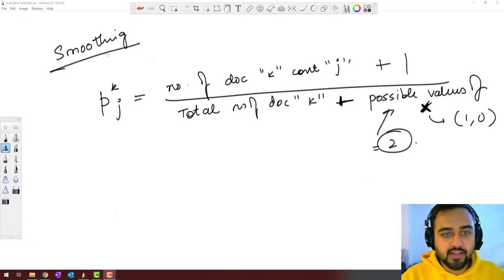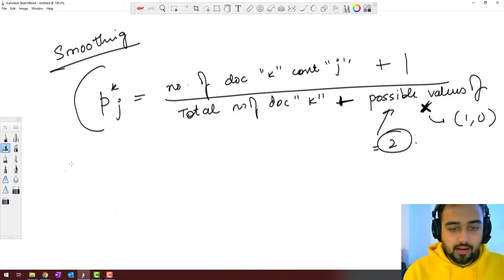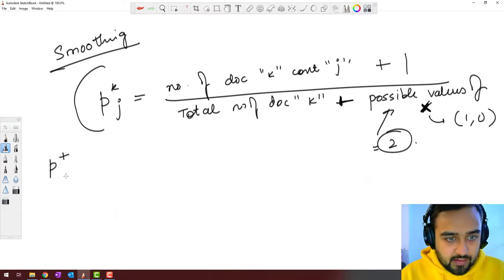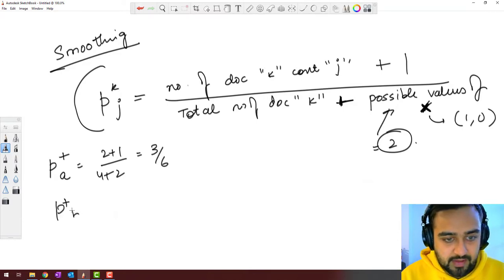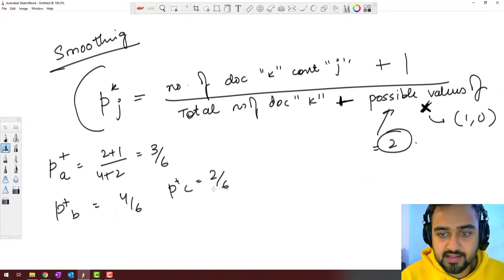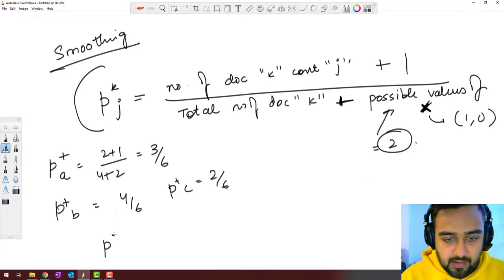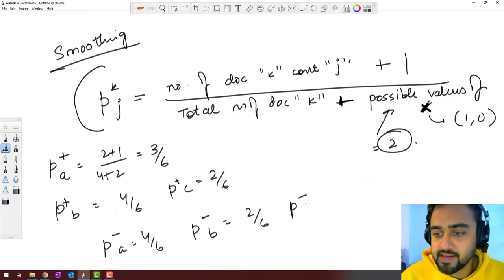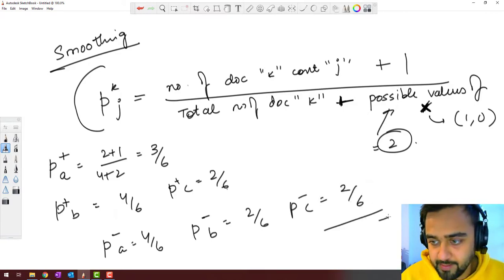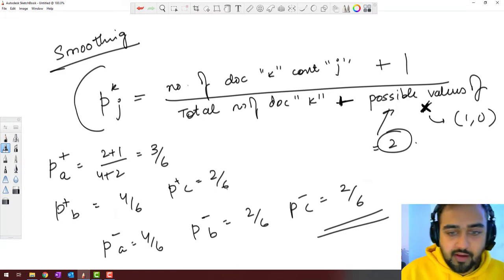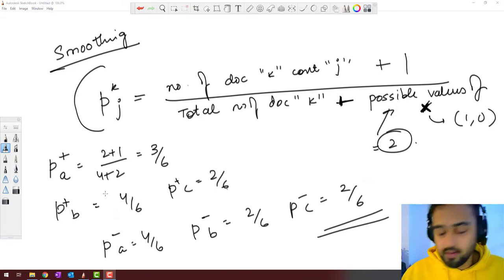Therefore, using this new smoothed formula, we get new values. P plus A becomes 2 plus 1 by 4 plus 2, that is 3 by 6. Similarly, P plus B becomes 4 by 6. P plus C becomes 2 by 6, that is 1 plus 1 upon 4 plus 2. P minus A becomes 4 by 6. P minus B becomes 2 by 6, and P minus C becomes 2 by 6. This way, it ensures that none of the probabilities is zero. So the basic logic behind it is very, very simple.